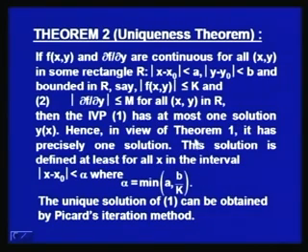Now, in view of the existence theorem, that is theorem number 1, it follows that the initial value problem will then have precisely one solution. This solution is defined at least for all x in the interval |x − x₀| < α, where α is the minimum of a and b/k. The unique solution of the initial value problem can be obtained by using Picard's iteration method, which we shall study a little later.